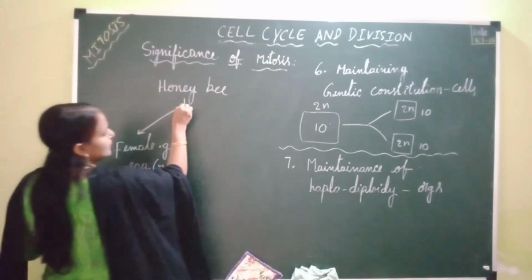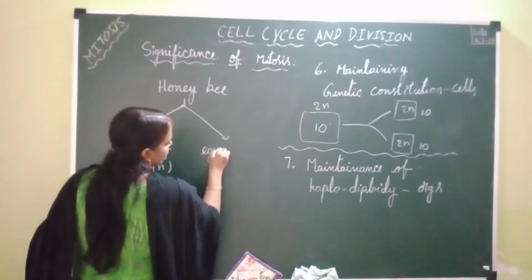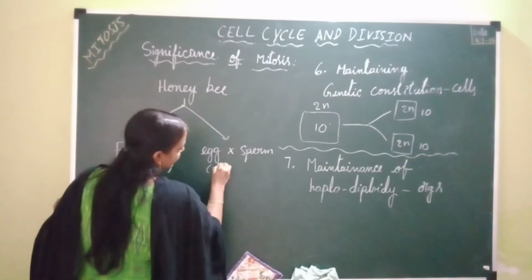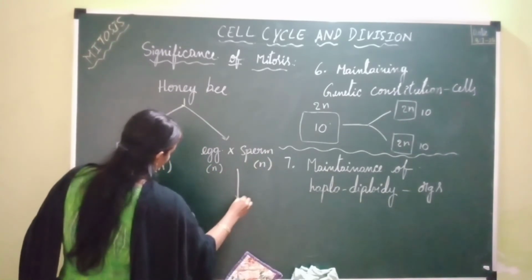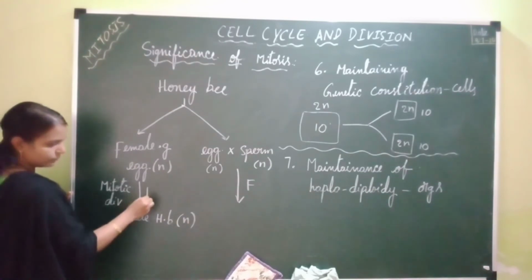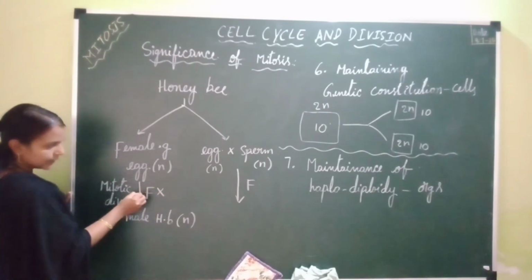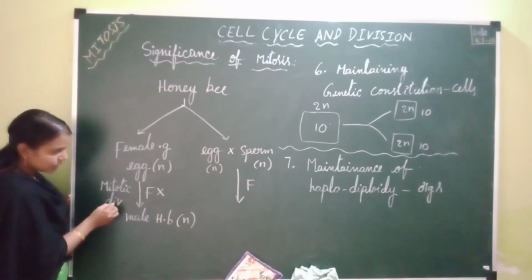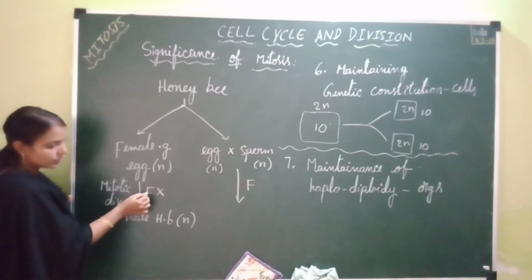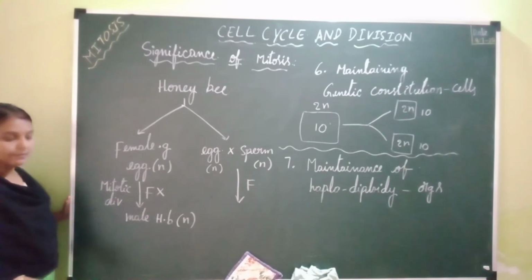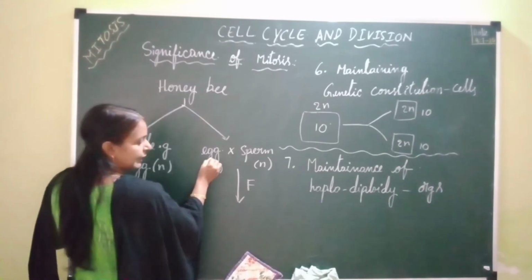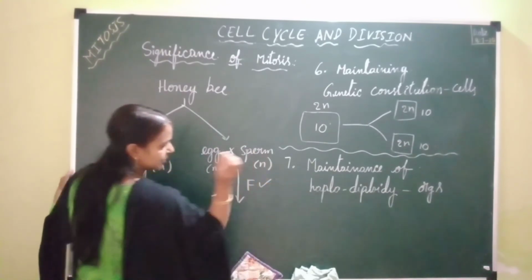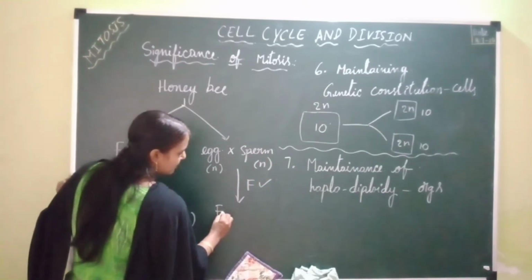If this egg fuses with sperm, the egg is haploid and the sperm is also haploid. Without fertilization, the egg develops into a male honeybee by means of many mitotic divisions, that is, parthenogenetically. Whereas if this egg fuses with sperm, so fertilization is taking place, it develops into a female honeybee.